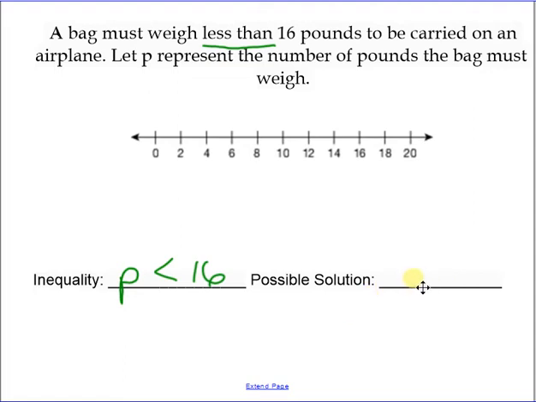But before we graph, let's check to see if we have this right. So if your bag has to be less than 16 pounds, how much could it weigh? Well, one possible amount is 7 pounds. So I'm going to plug the 7 in for the P, here's my inequality sign, and 16. Is it true that 7 is less than 16? It is. So now we know that we're good to graph. So 16 is right here. We're going to have an open circle because there's no bar underneath, and our arrow is pointing all the way to the left.